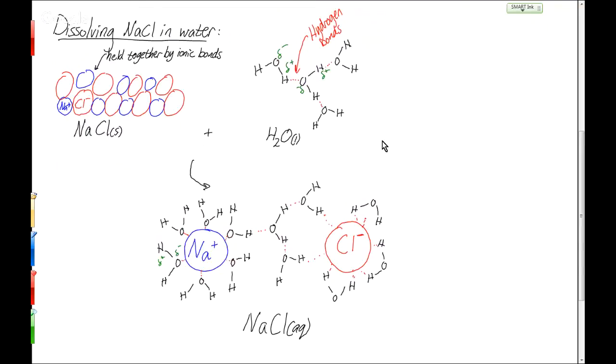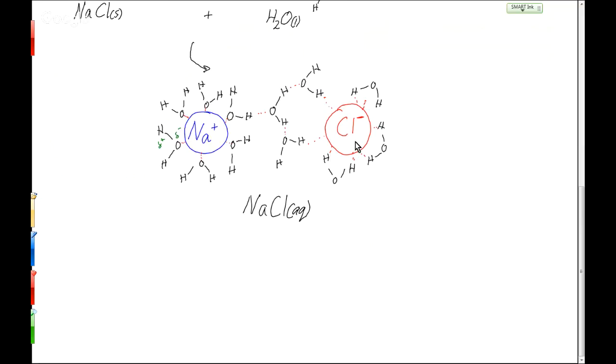So you've got a polar solute, the sodium chloride, you've got a polar solvent, the water, and we get these kinds of interactions. So let's look at what happens when we don't have that, when we have a kind of a mismatch in polarity. Let's take our water again. Let's look at water and oil.